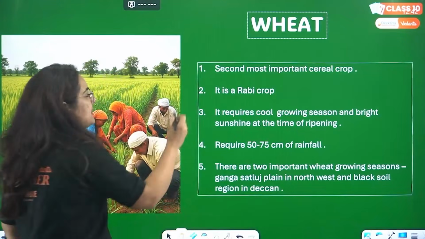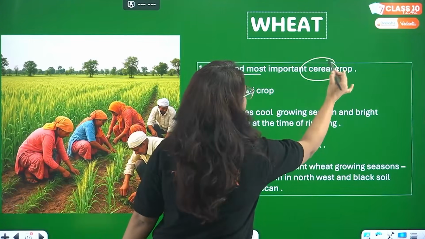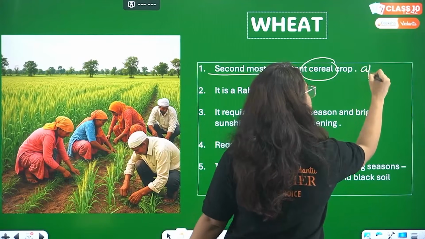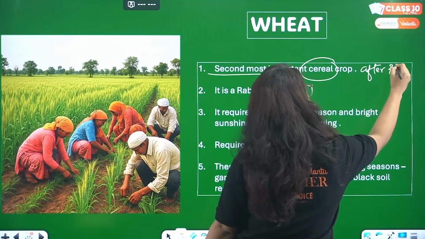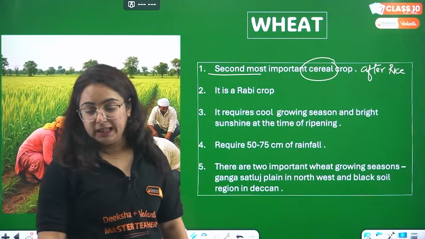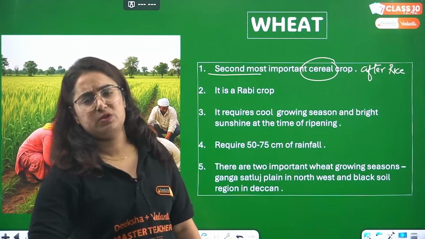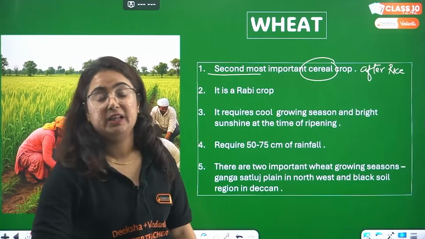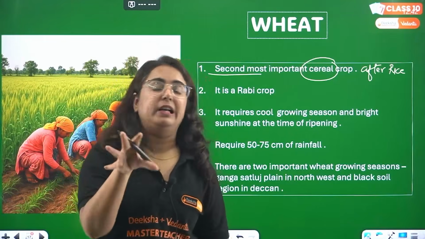Okay, so it is the second most important cereal crop. Why is it second most important? After rice. So yes, wheat is second most important. There might be a chance you are thinking that wheat is the first most important, since the majority of people eat wheat. But in northern India, wheat is the majority crop.